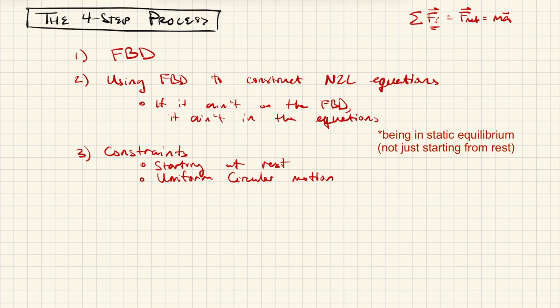Another common constraint is when you have objects that are stuck together, right? If they're stuck together, then the acceleration of one object has to be the same as the acceleration of the other object. So we can say something like objects having the same acceleration. Another constraint is rolling without slipping.